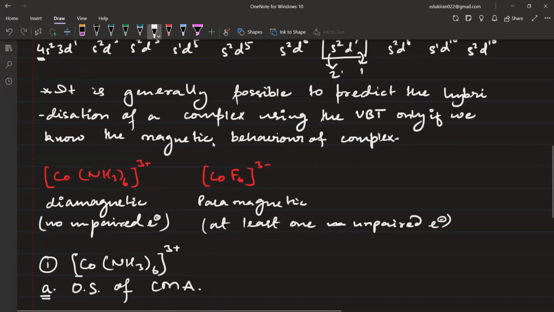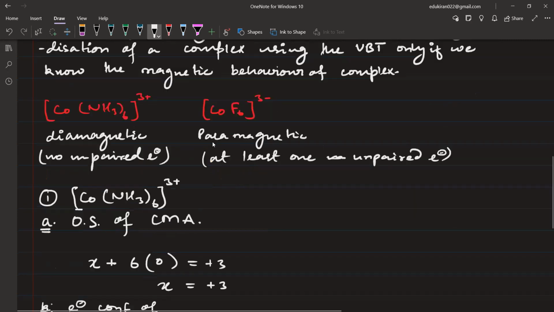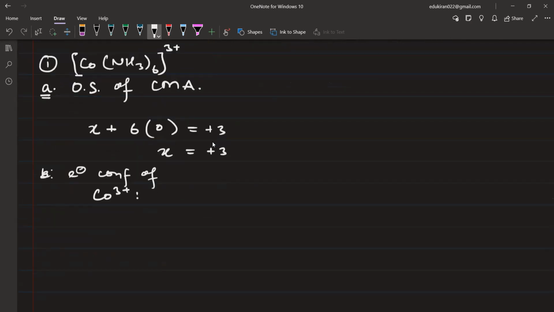So you'll remove 2 first from the S and then from the D. Why? Because 4s is outer than 3. The fourth shell is outermost, right? After that you have 3. So first of all, write what is Co3 plus. Co3 plus will have the outermost electronic configuration of 4s0 and 3d6.